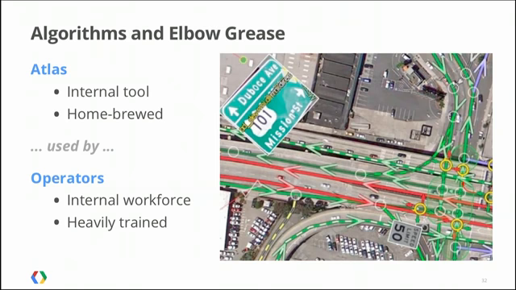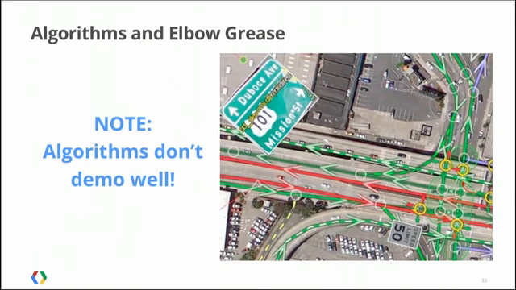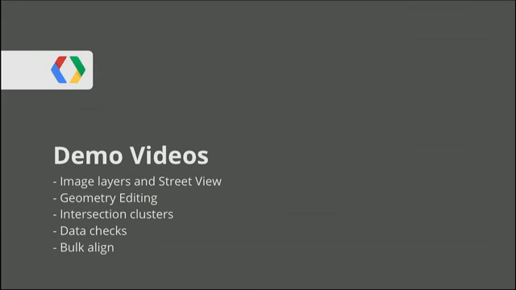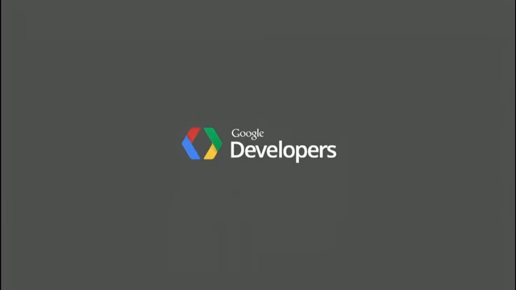It's worth noting we're going to demonstrate a whole lot of the elbow grease because basically algorithms are really boring to demo. It's no fun if we hit a button and all of a sudden there's a name on a street. So that's less visual. It's more fun to work on sometimes, but we're just going to show some of the manual stuff. So with that, I'm going to hand it over to Andrew and see if the video setup here works.